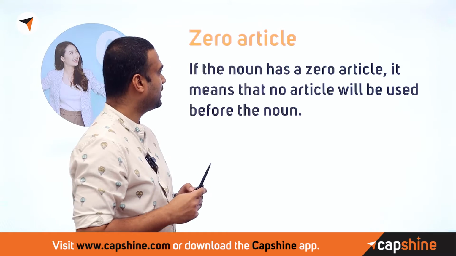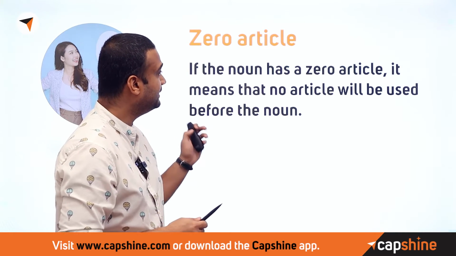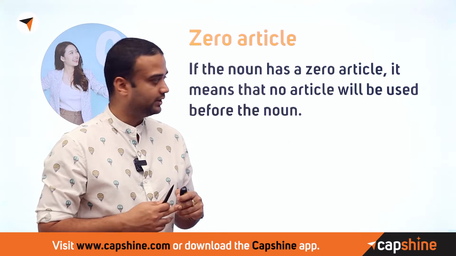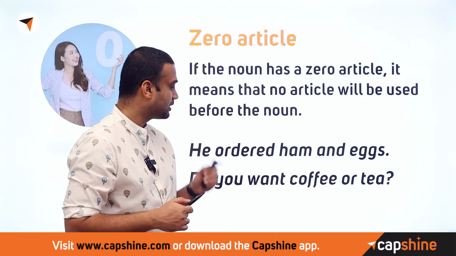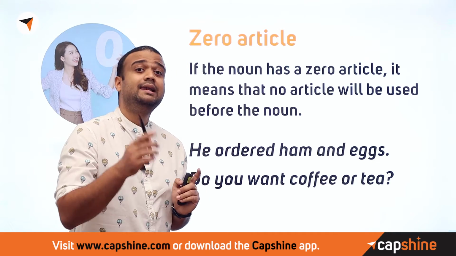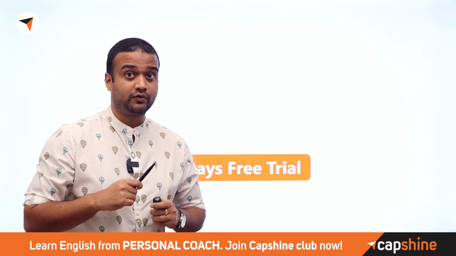Zero article is a situation where the noun has zero articles in front of it. It means that no articles will be used before the noun. Some examples. He ordered ham and eggs. Do you want coffee or tea? Let's explore the rules of this much more in detail as we go forward.